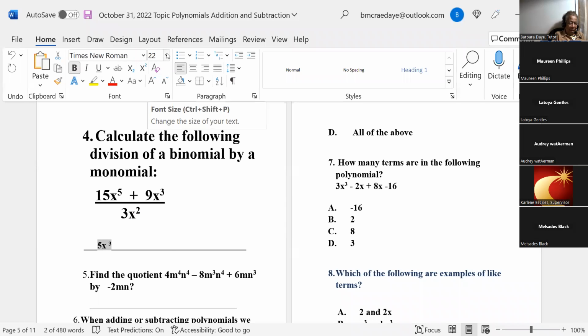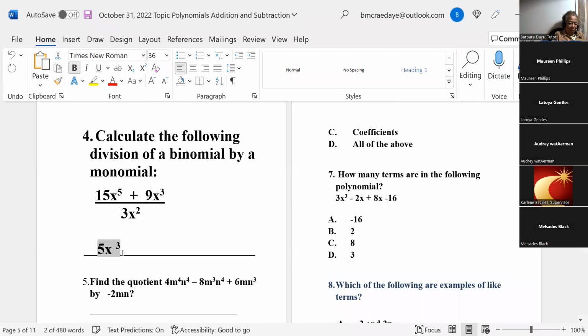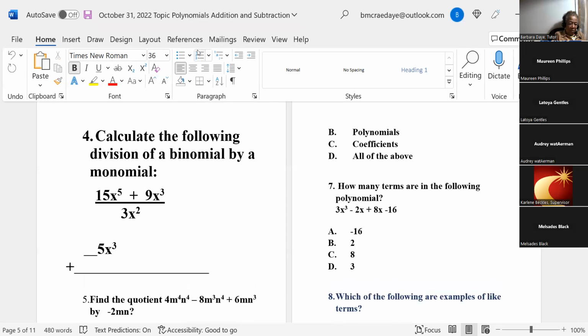Okay, so 5x to the third. Just bring that over. Now, 9x to the third divided by 3x to the second. What's that equal to, Maureen? 9 divided by 3 is 3, so it's 3x, right? Plus 3x.